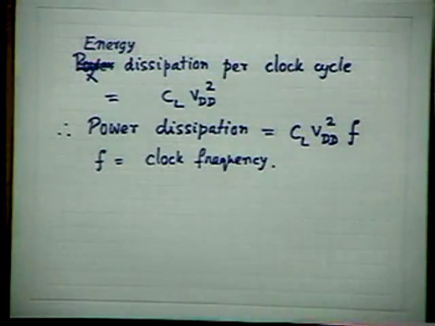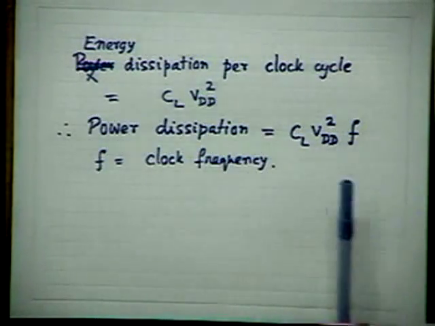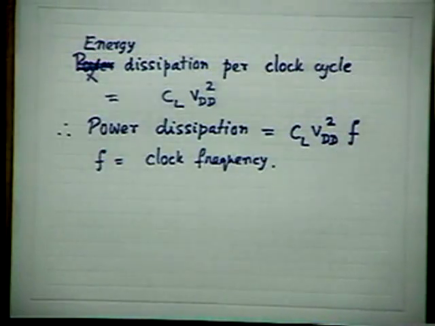It is proportional to the load capacitance. Naturally, the higher the load capacitance, if there is a lot of fan out, power dissipation will be more because you have to charge a larger capacitance. And the very, very important observation is it is proportional to VDD square. It is expected, of course. But anyway, in mathematical form, we'll find the power dissipation is proportional to the square of VDD.